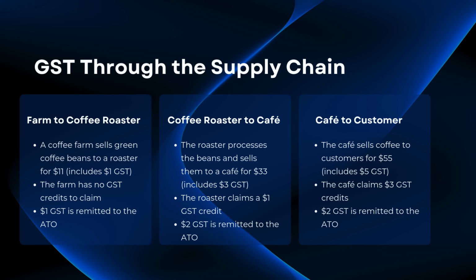And finally, the cafe sells the finished product to customers for $55, including $5 of GST. The cafe claims $3 in GST credits and remits the remaining $2 to the ATO. Across the entire chain, the total GST collected equals 10% of the final sale price.